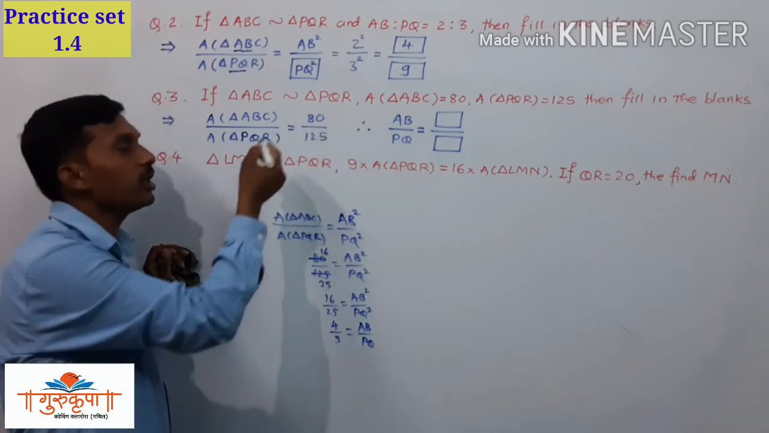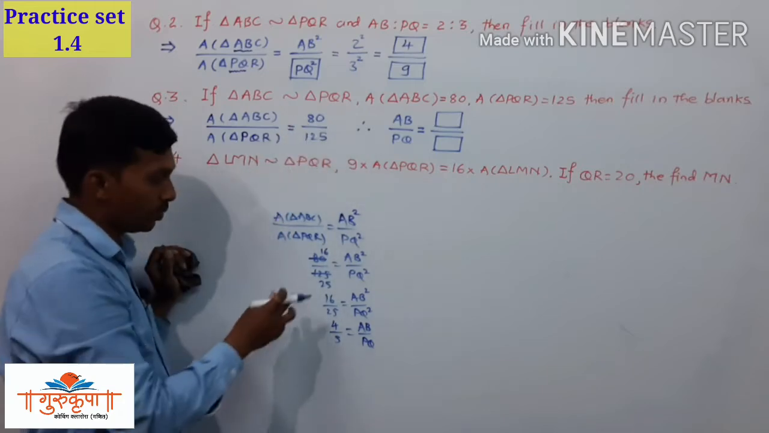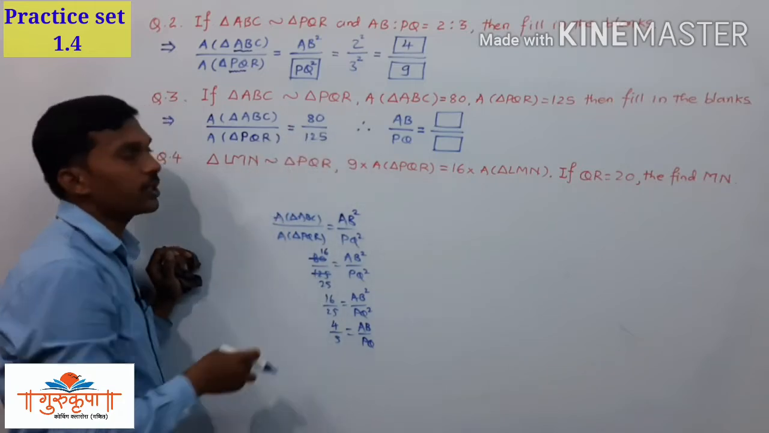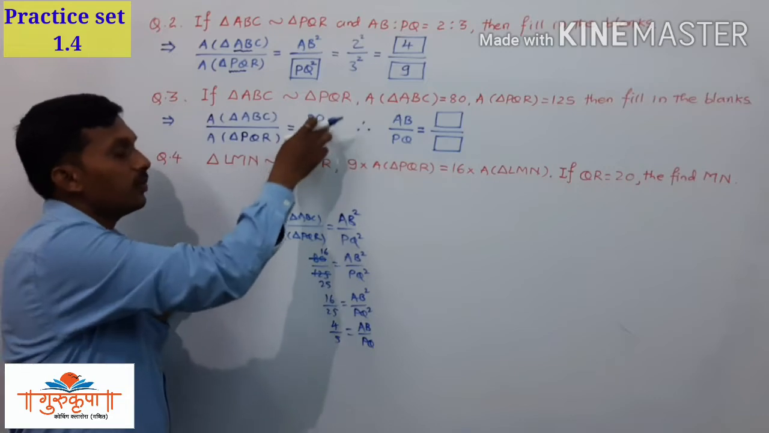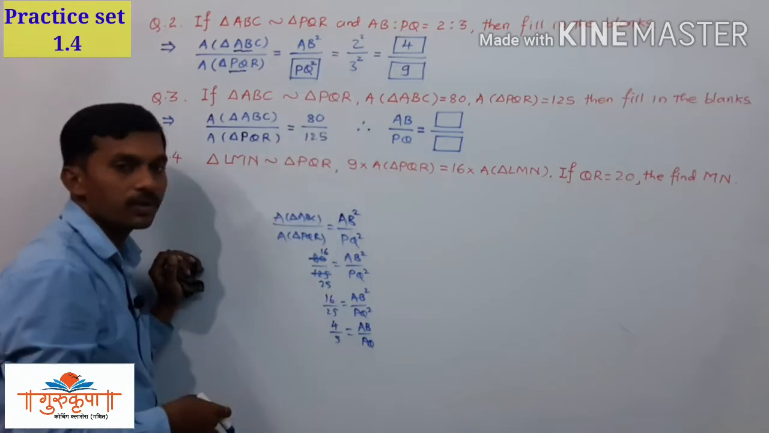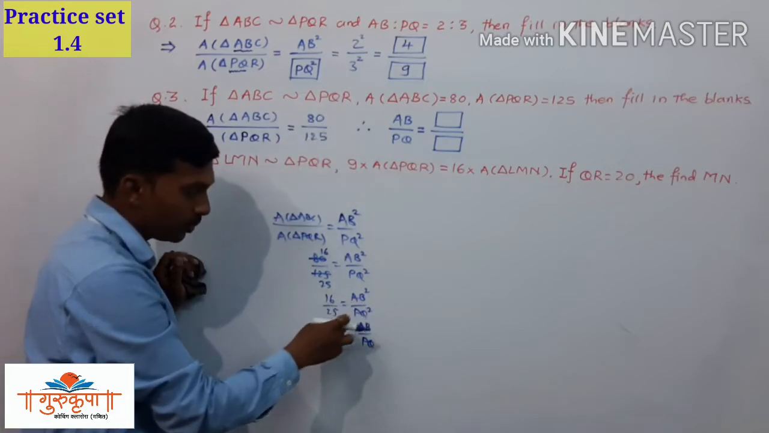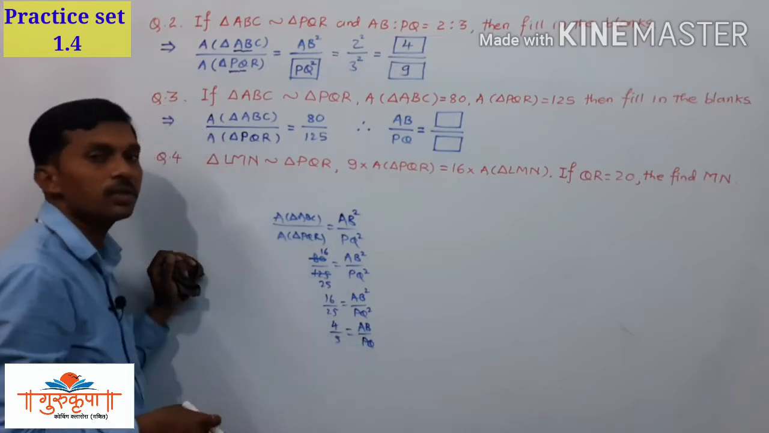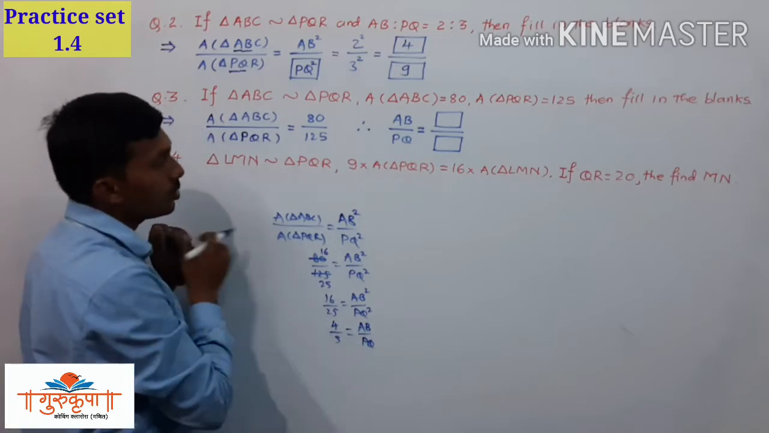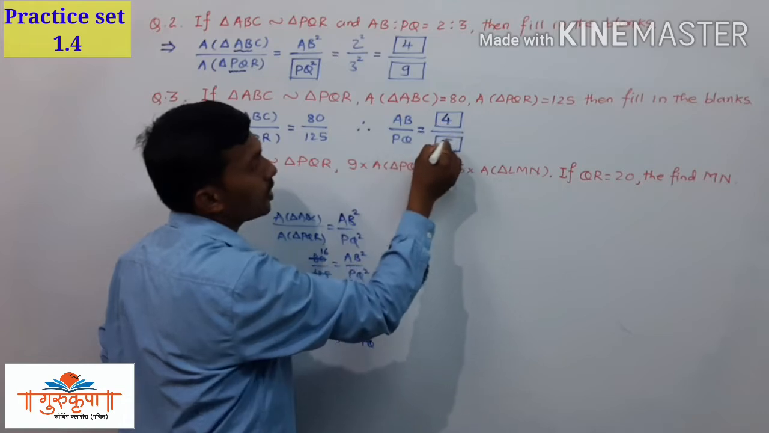But we are unable to take the square root of 80 and 125. So first we simplify that ratio. Both the numbers are divisible by 5. So we get 16 upon 25. And now taking the square root of both the sides, we get AB upon PQ is equal to 4 upon 5. So here we have to write 4 upon 5.